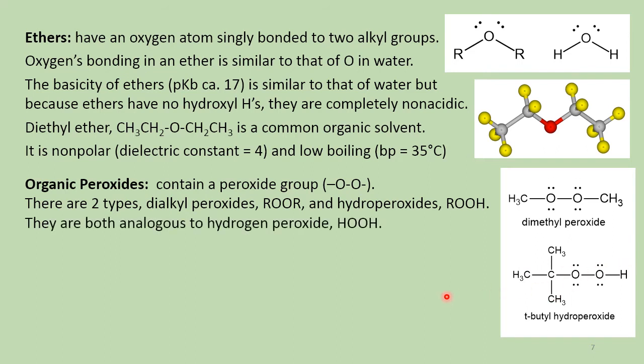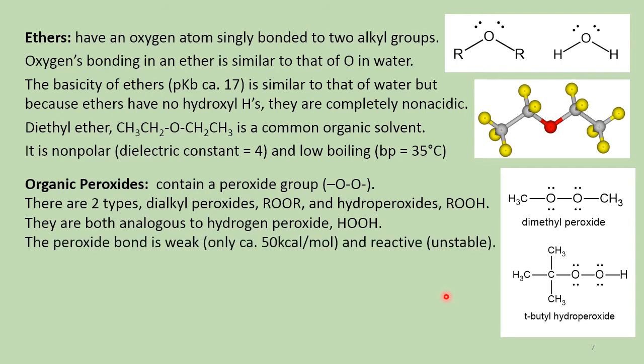Both of these are analogous to hydrogen peroxide. The peroxide bond is weak, only about 50 kilocalories per mole. That makes it reactive and unstable, especially when you think of the strength of an oxygen to carbon bond or an oxygen to hydrogen bond, typically in the range of 90 to 100 kilocalories per mole.